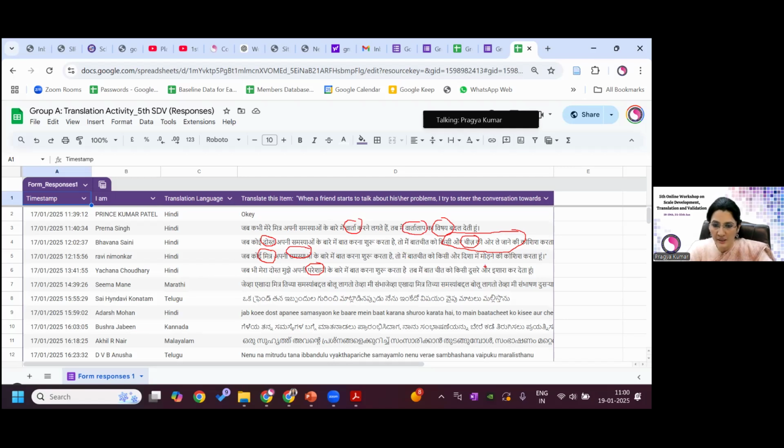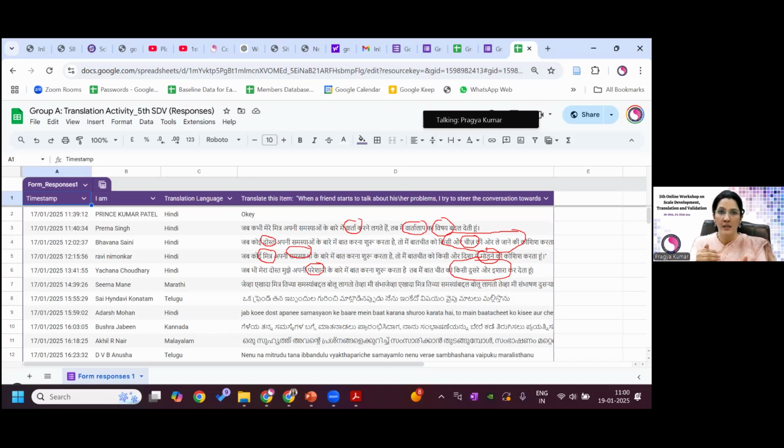And then here she has written "मैं किसी दूसरे और इशारा कर देता हूँ". So this "इशारा" and then "मोड़ना". So you can see the difference in the translation. So this translation activity, it seems that it is very simple. But when you start doing it, if this activity has not been done the way it has been suggested, then there will be some measurement error.